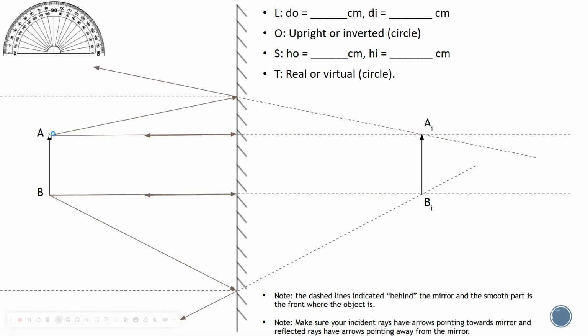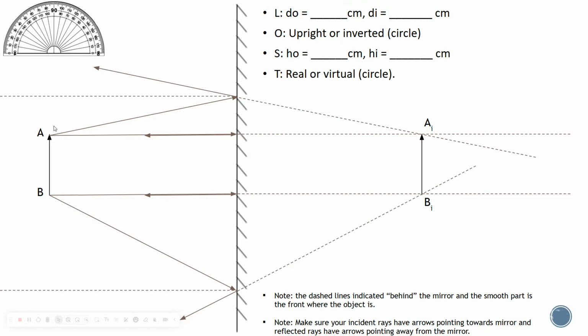So when you're describing it, you can measure. You can do the location, so DO would be from here to the mirror. So you can try measuring that with a ruler. And then DI would be from the image to here, so you can measure that with a ruler. And what you'll notice is that they should be the same. If this is 10, then that's 10.